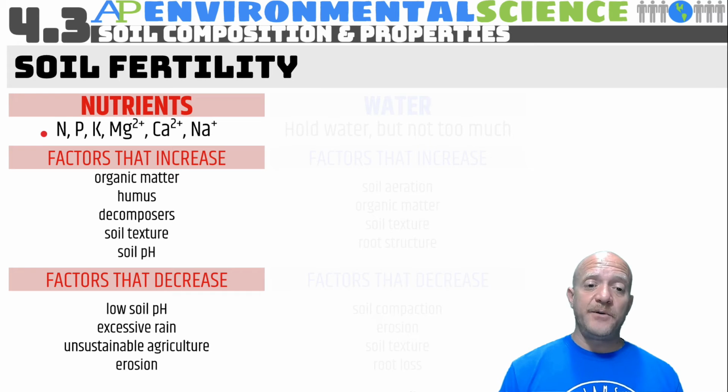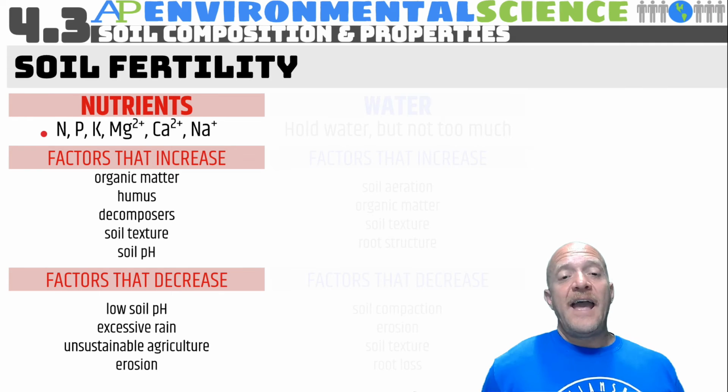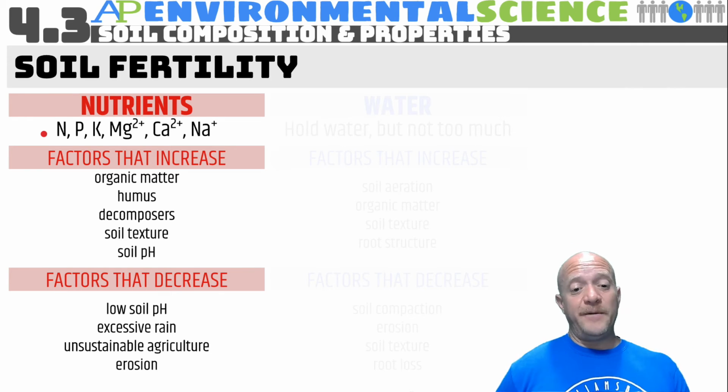Very acidic soil will not hold on to these positive ions. Very acidic soil will not be attracted because low soil pH means that there's going to be more H+ ions, which means they're going to take the spot. They're going to be held into the clay as opposed to these positive ions that we need.